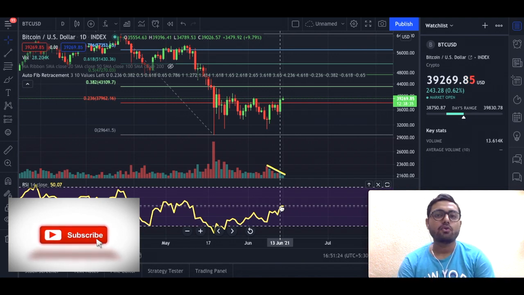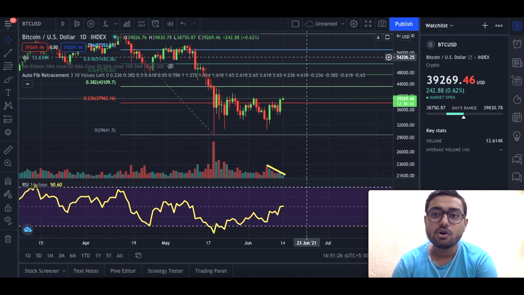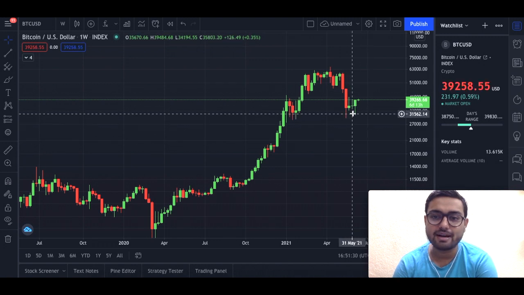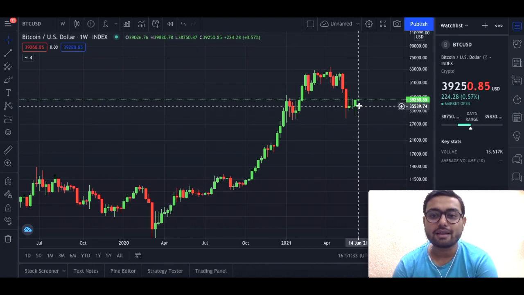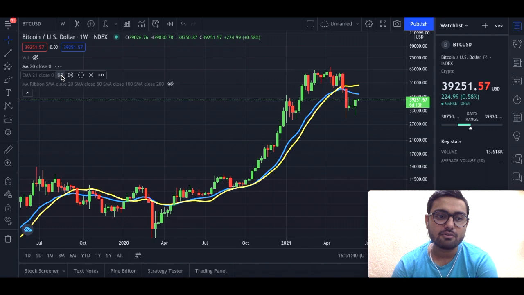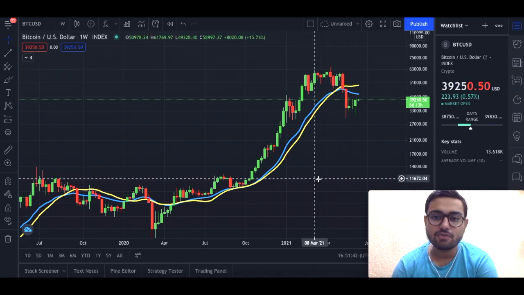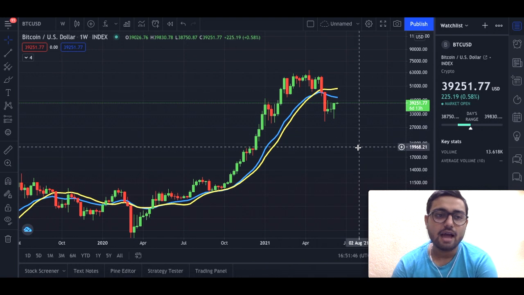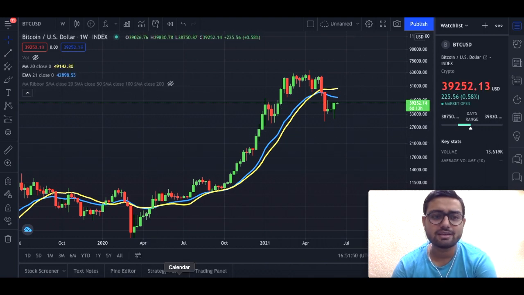If we are to talk quickly about the weekly time frame, then on the weekly we are seeing that we have printed 3 green candles on the trot, and this week also we have started on a green candle, which is a good sign. If we pull out the bull market support band, which is the 20-week SMA and the 21-week EMA, then we can see the first level of resistance for us is at about 42,900, which is the 21-week EMA. That will act as a strong resistance.